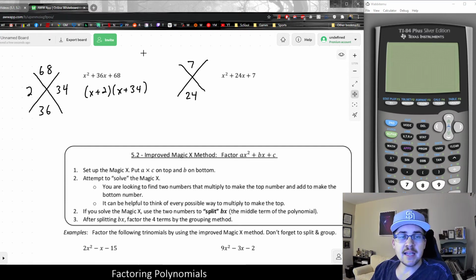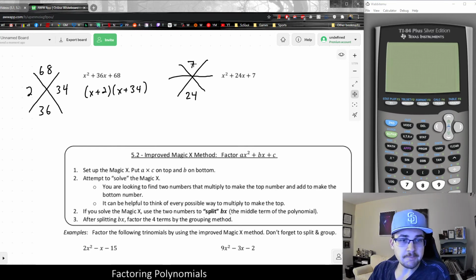But in this case, sometimes you might be wondering, how do I know if there's a solution or not? Because sometimes it's not possible to solve the magic X. It's like a puzzle that's not solvable. Like in this case, the top number is 7. There's only one possible way of factoring 7 because it's prime, 1 and 7. And of course, 1 and 7 doesn't add up to 8. So sometimes there just is no solution to the magic X.